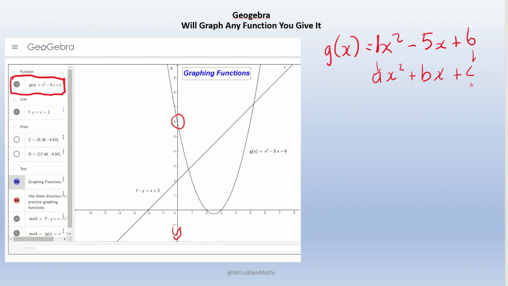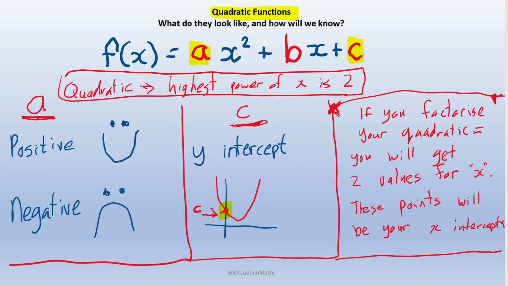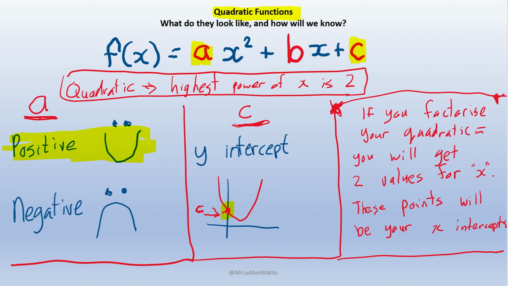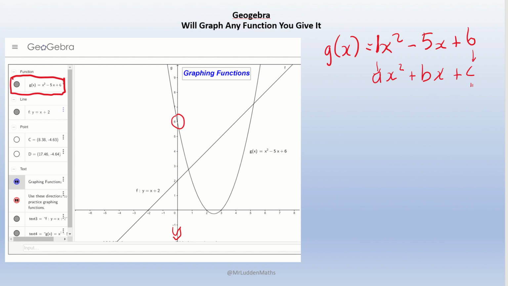So our first two points from our last slide, we have applied those to this question. My A was positive, and my y-intercept was my C, as we've seen over here. Now, the last point was, if I factorize my quadratic, what does it tell us? So I'm going to factorize x squared minus 5x plus 6.